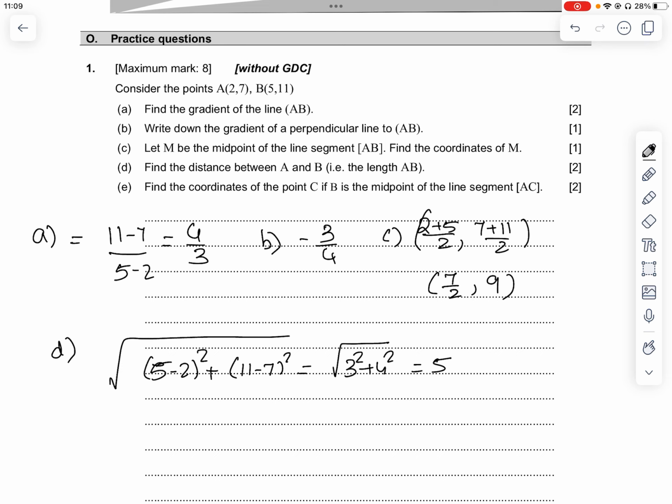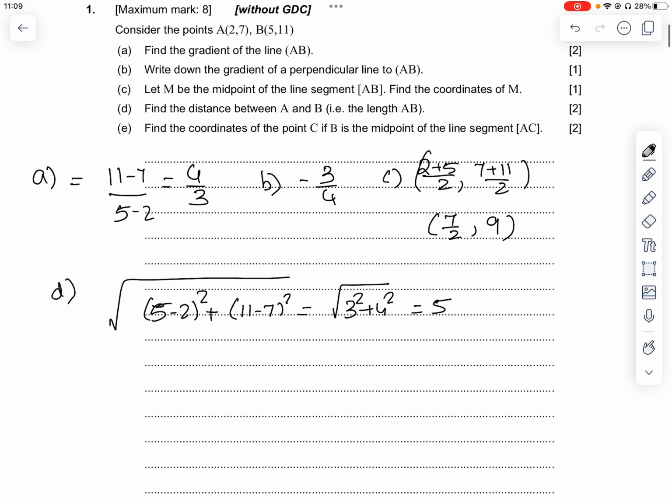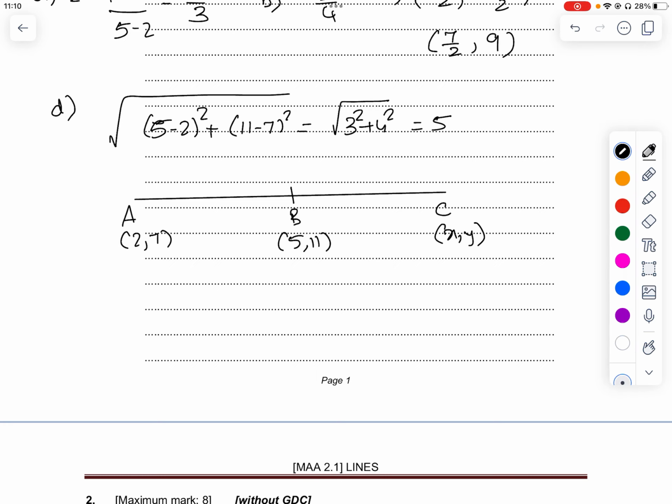Find the coordinates of the point C if B is the midpoint of the line AC. So there is line AC, A and C. B is the midpoint. So this is A, 2 comma 7. This is B, 5 comma 11, and this is C, x comma y. Now for that, what am I going to do? 2 plus x upon 2 should be equal to 5. So 2 plus x equals 10, x equals 8. Then 7 plus y upon 2 equals 11. 7 plus y equals 22. Y equals 15.